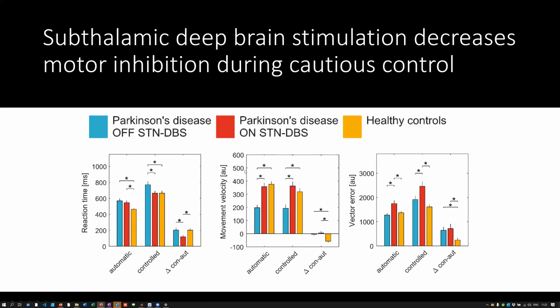But doesn't it interfere with the velocity of the movement? Because this is the middle one. Yeah, Parkinson's disease definitely interferes with velocity of movement, but not tremor. So tremor is not an issue in the study.